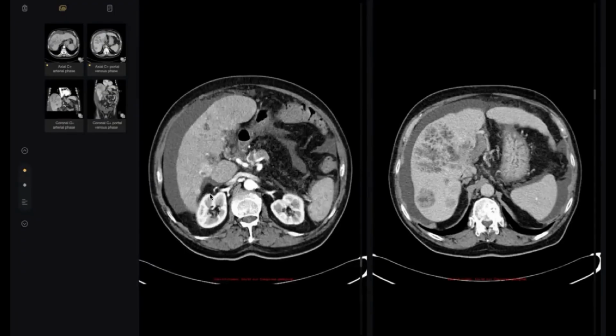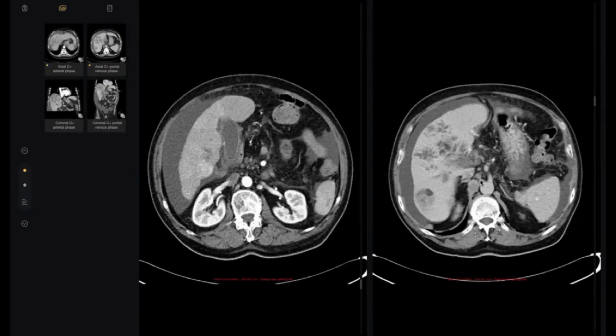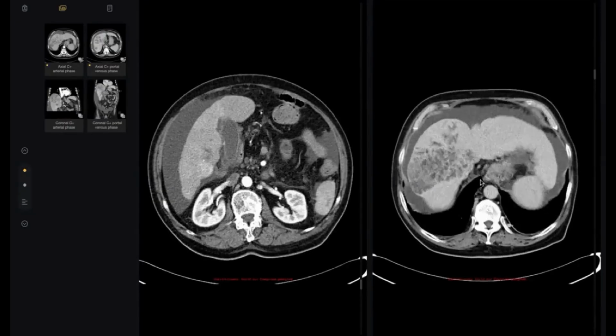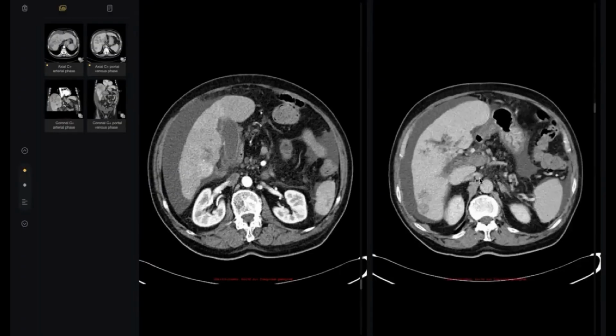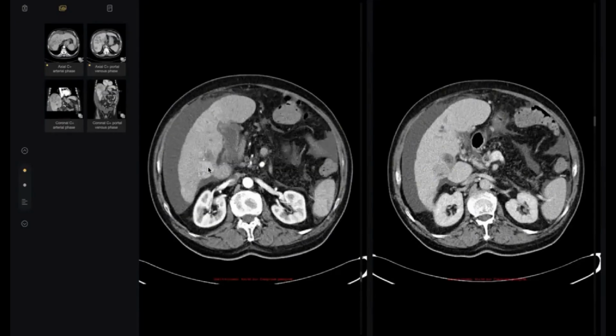See, doctor, this is not a regenerative nodule. Why? It shows arterial hyper enhancement. This is the most classic HCC, this one especially. All the criteria of HCC you can find here. Non-peripheral APHE, which means central hyper enhancement, and washout. This is very classic, but this is not the most important.